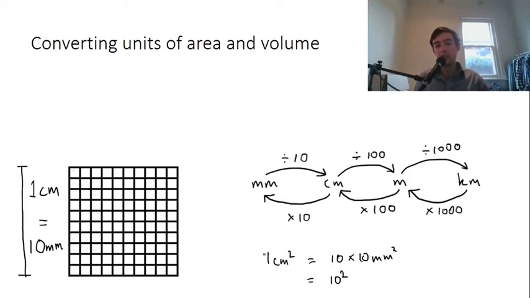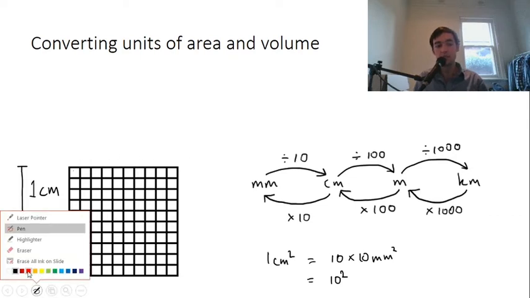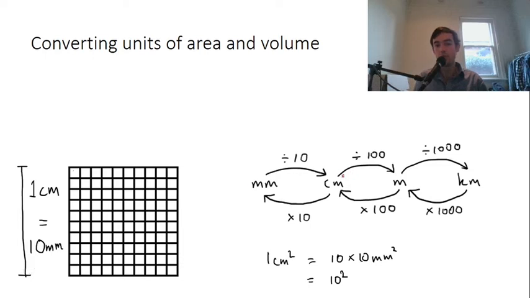So what's actually happening is you've got 1 centimeter here, 10 millimeters here, 10 millimeters here. So you have to times by 10 times 10 or 10 squared. So to convert from centimeters squared to millimeters squared, you times by 10 squared. That's actually the same for all of the other ones as well. So it's actually very similar, this chart, to the other chart. The only difference is everything has a squared on it.